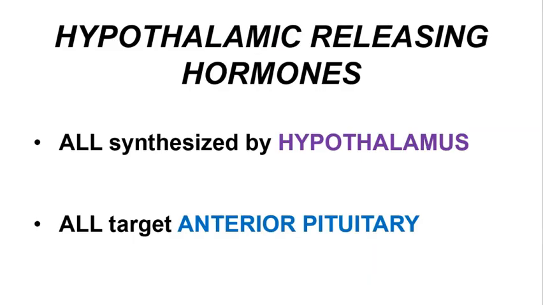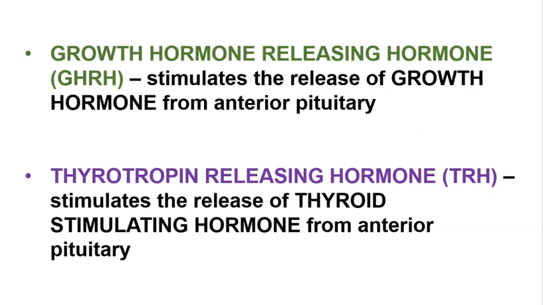So let's examine the hypothalamic releasing hormones. As their name implies, they are all synthesized by the hypothalamus, and all of them target the anterior pituitary. We'll examine 4 of the releasing hormones here. The first is called growth hormone releasing hormone, which is abbreviated GHRH. This hormone will stimulate the release of growth hormone from the anterior pituitary. The second is thyrotropin releasing hormone, abbreviated TRH, which will stimulate the release of thyroid stimulating hormone from the anterior pituitary.